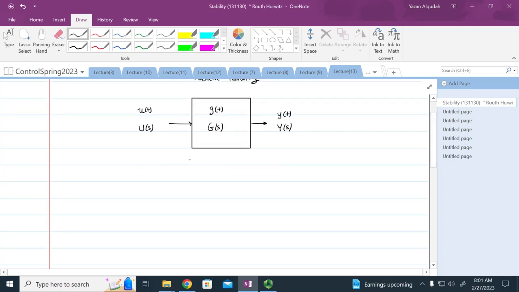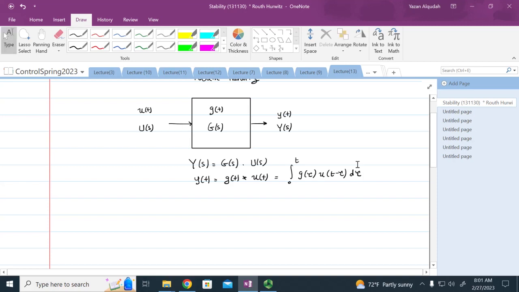Then, as we know, the output y of s is going to equal g of s multiplied by u of s, and y of t is going to equal g of t convolved with u of t, which is equal to the integration from 0 to t, g of tau, u of t minus tau, d tau. Again, convolution in the time domain is multiplication in the frequency domain.